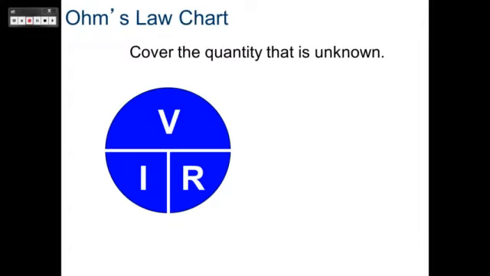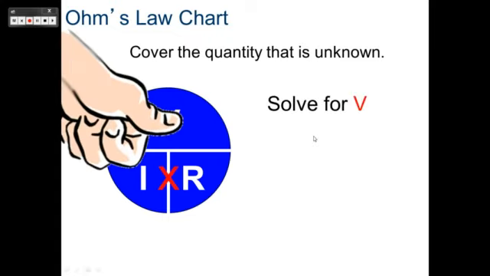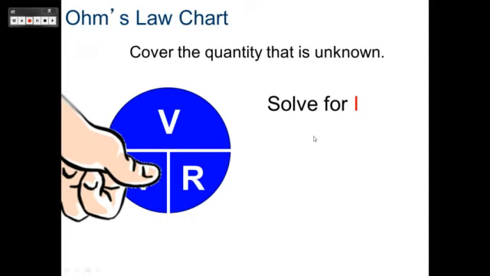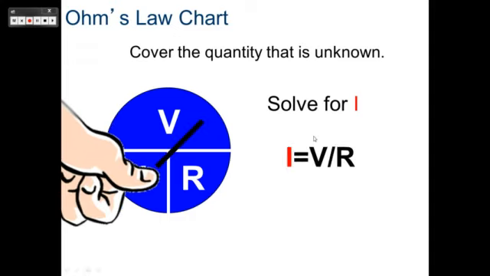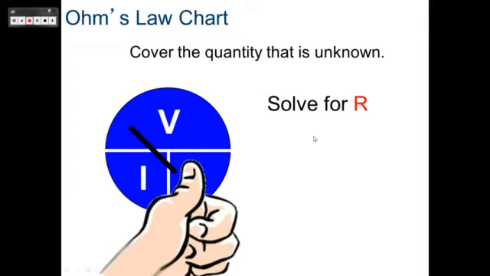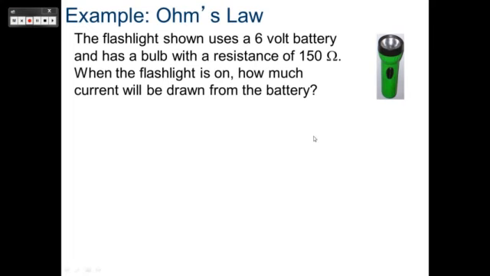An easier way to think about it: this is a circle. I've also used just a T-chart, where this is the top of my T, this is my leg. To solve for V, I cover up V, and then I have I times R. If I want to solve for I, or my current, I cover up I, and then it's V divided by R. If I want to solve for R, I cover up R, and then it's V divided by I.